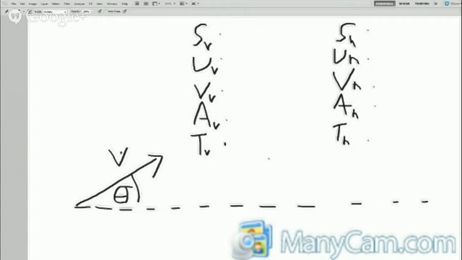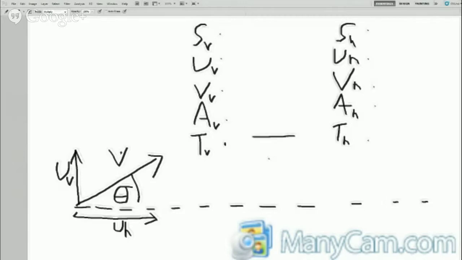But the s, u, v, and a are going to be completely independent for these, so the speeds are going to be independent as well. From this speed v fired at angle theta, we could work out the initial vertical component, so that's u_v, and we could work out our initial horizontal component, so that would be u_h, using, in this case, cos theta to find the horizontal and sine theta to find the vertical.